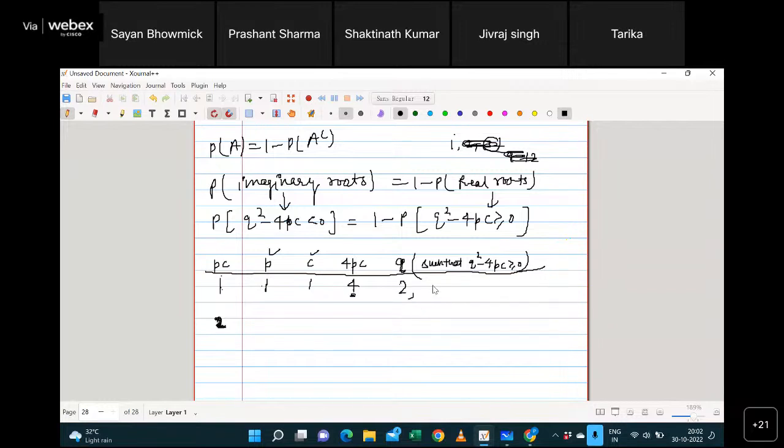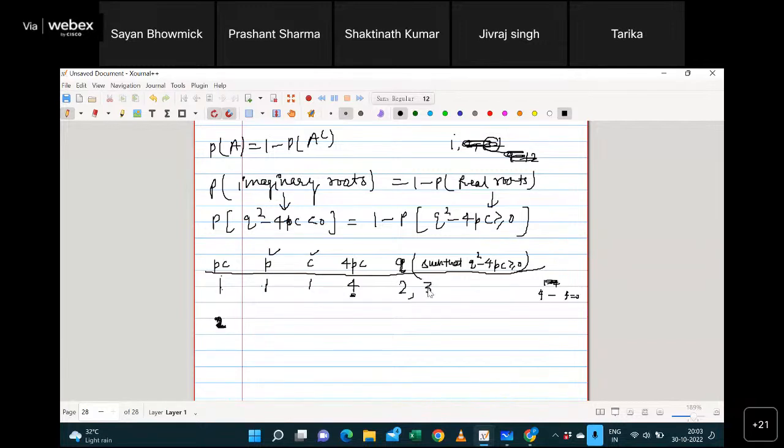Suppose here Q will take 1, it will be 1 minus 4, which is negative. But I have to take the value of Q such that Q square minus 4PC is greater or equal to 0. So suppose I take the value of Q as 2, it will be 4 minus 4, which is equal to 0. Yes. So here Q can take value 3 also.